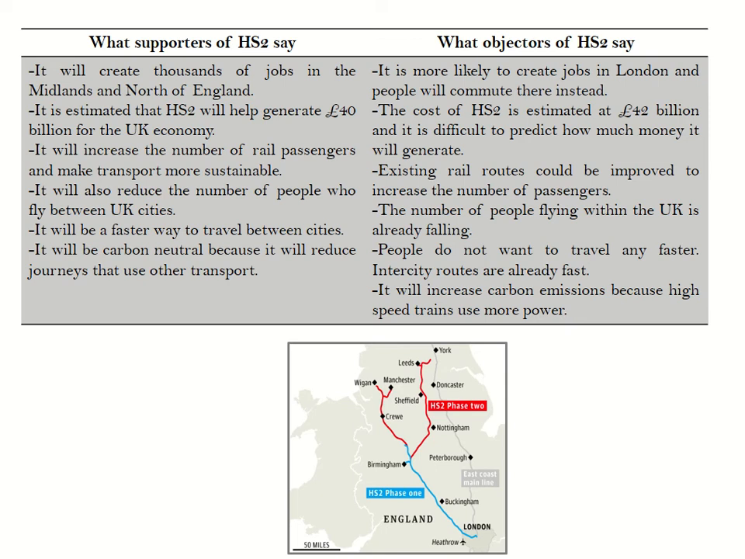Bear in mind, it's going to cost about 40 to 50 billion. Increased railway passengers is good for the environment. Faster ways to travel between cities. However, I kind of half agree with this point here that I think it's more likely to create jobs in London, because rather than people move to Birmingham, they might go, hang on a minute, if I'm in Birmingham, I'm only an hour away from London, that's now easily commutable for me. So I will work in London but live in Birmingham. So I think it might create more jobs in London.